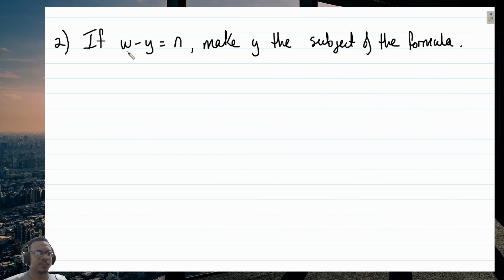So in this question, we have w take away y is equal to n, and we want to make y the subject of the formula, which simply means to transpose for y or find y. So that will mean I'll have to get rid of this w and this negative sign in front of the y, so that I'll have positive y by itself on one side of the equal sign and everything else on the other side. So my first objective would be to get rid of this w here, so I can simply take away w on both sides of the equal sign.